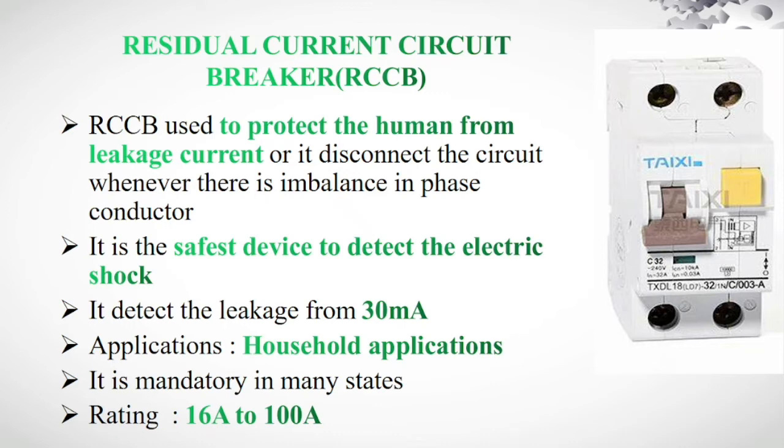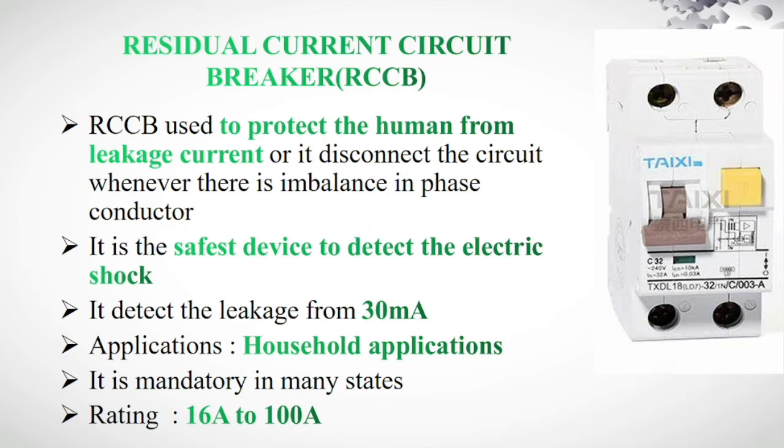And also it is one of the safest devices to detect an electric shock. It can detect leakage from 30 milliamps, because when we get electrocuted, only a few milliamps of current pass through our body. This amount of current leakage can also be detected using RCCB.